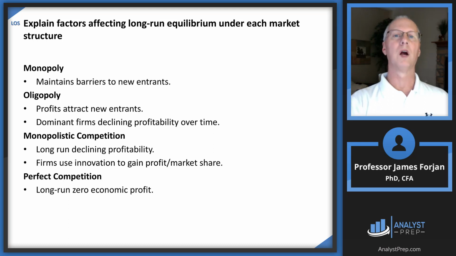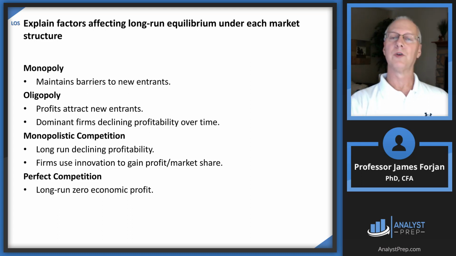How about long run equilibrium? What are the factors that affect the long run equilibrium? Well, under the monopoly structure, the monopolist has every incentive, including lobbying the politicians, to maintain barriers, whether they are natural barriers like tremendous investment in heavy equipment, or artificial barriers, some law or regulation.